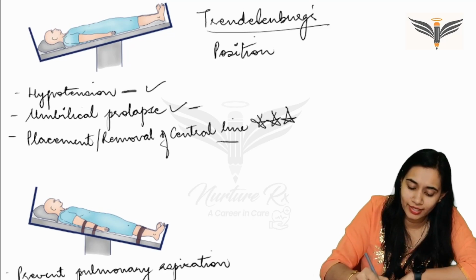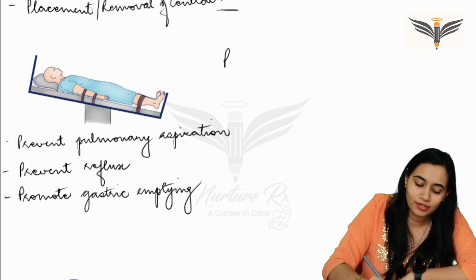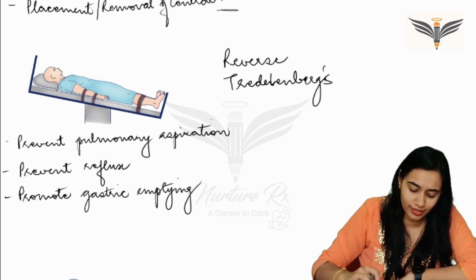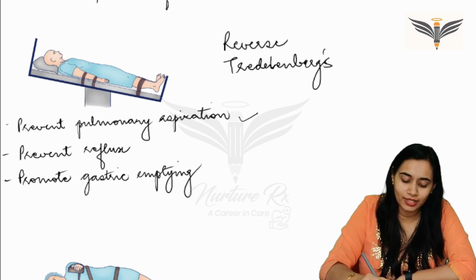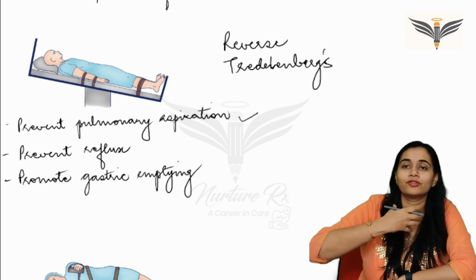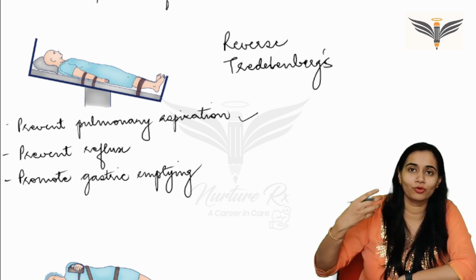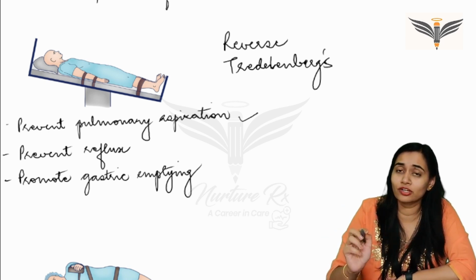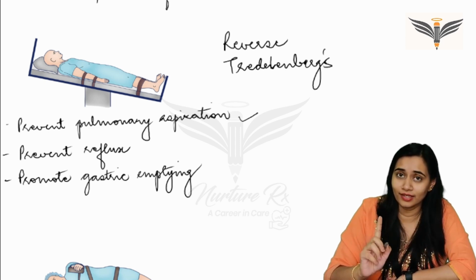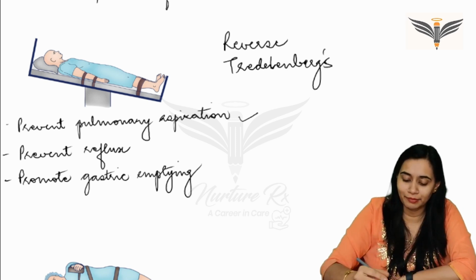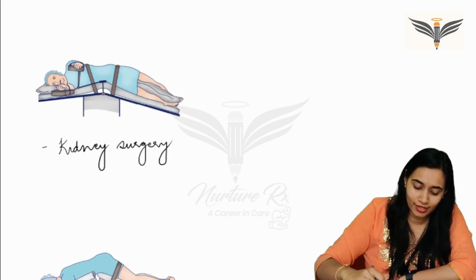For placement or removal of central line, you have to keep the patient in Trendelenburg's position. Now, once we have read the Trendelenburg's position, the next we see is the reverse Trendelenburg's. In reverse Trendelenburg's, where do we see? Now here what it does is, it prevents pulmonary aspiration, it prevents reflux, anything that is going upwards you have to prevent. If you have to prevent something from going upwards, you are going to put the patient on reverse Trendelenburg's position. So for prevention of pulmonary aspiration, for preventing reflux, and as it is more towards the gravity, it is going to promote gastric emptying.